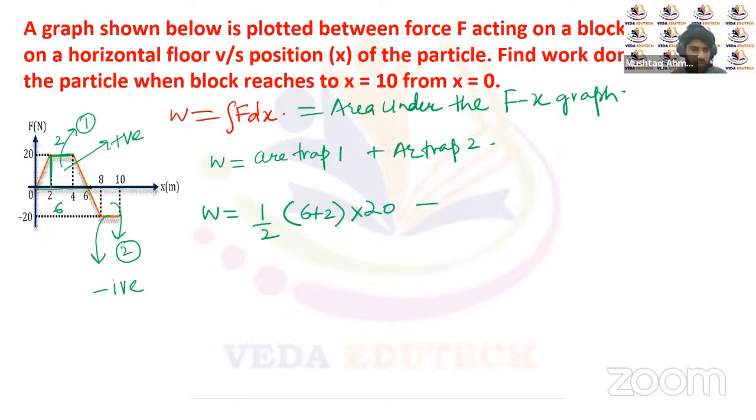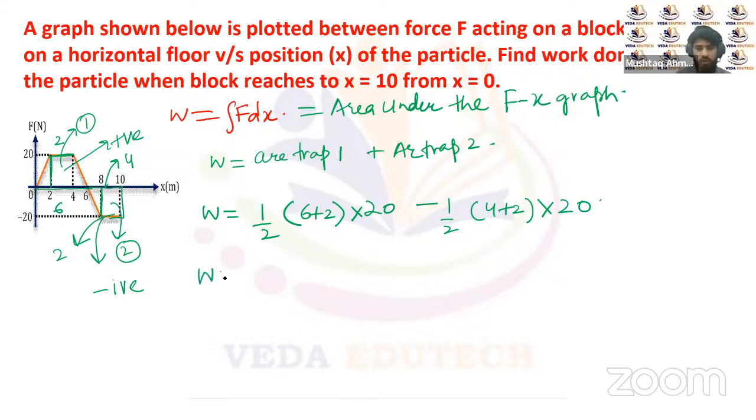Now once again we have a trapezium here, right? The parallel sides are this side and this side. So this side is actually 10 minus 6, that is 4, and this side is 10 minus 8, that's 2, right? So it will be half of the sum of parallel sides, 4 plus 2, multiplied by the distance between them. And once again the distance between them is 20, so we multiply here with 20, right?